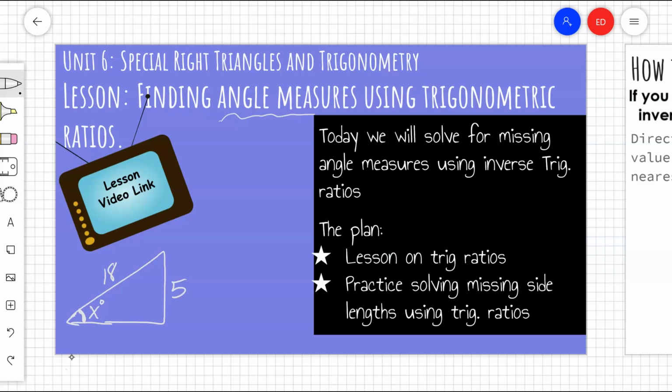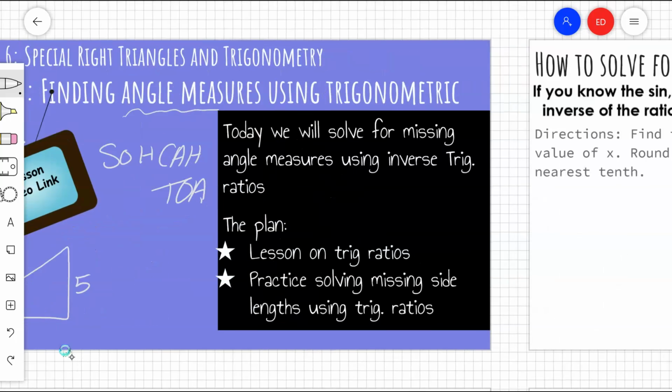So just remember your trigonometric ratios. Just start off with SOHCAHTOA. That's not going away. SOHCAHTOA. So just make sure you have those ratios remembered or memorized, and we're going to go ahead and find that. Now you will need a calculator for today. It is best to do this lesson in your notebook, and we're going to solve for missing angle measures using inverse trig ratios to be able to solve for it.